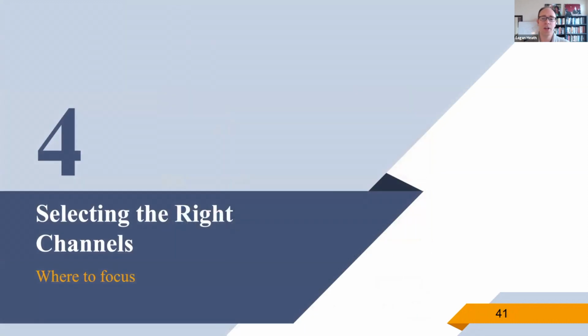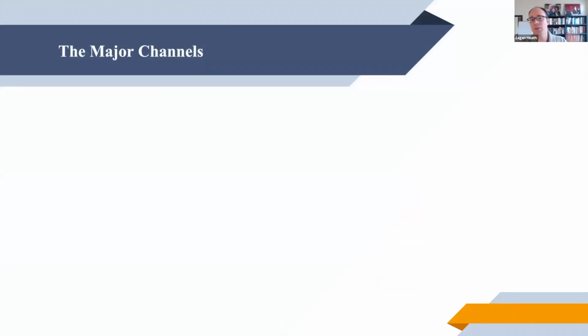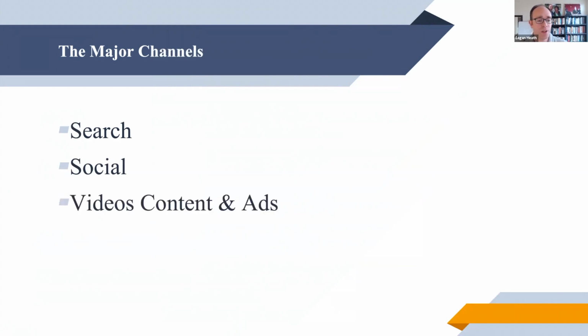All right, let's talk about how we select the right channels and where the heck do we focus, because there's just so many different ways to market online. So the major channels, as I see them, some people would put this differently, are search, and I count Google Ads, SEO, Bing Ads, all of that in search. Social media. And you could say there's paid social media and organic social media. I actually recommend doing paid. We can talk about why if you want.